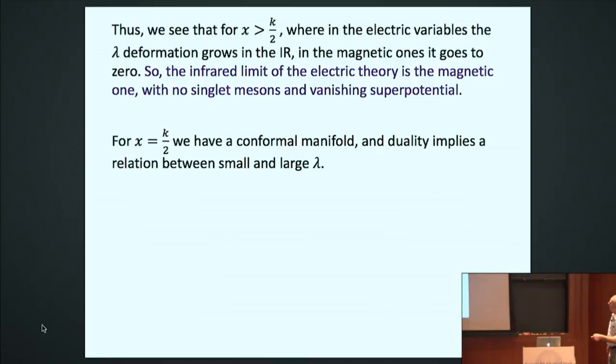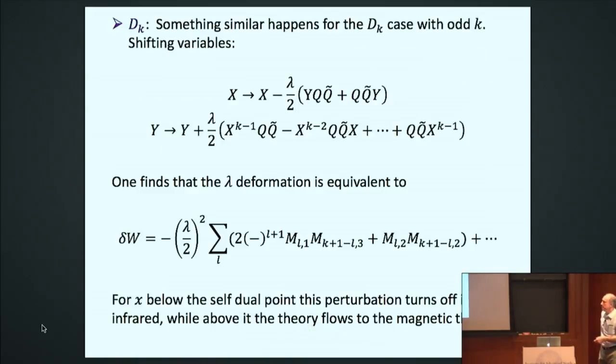And for exactly the self-dual point, there's some conformal manifold where duality implies a relation between small lambda and large lambda. So that's what happens in this case. And something similar happens in the decay case with odd k. So there's some slightly more involved analysis that I will not go into.